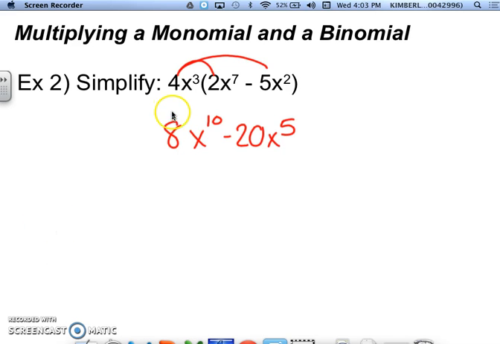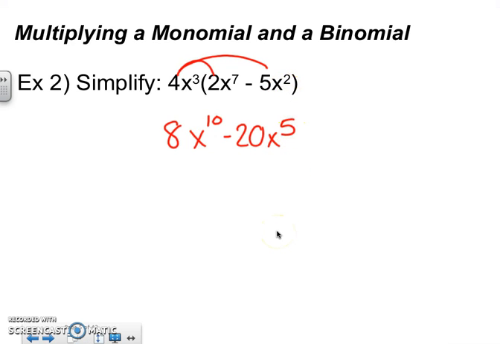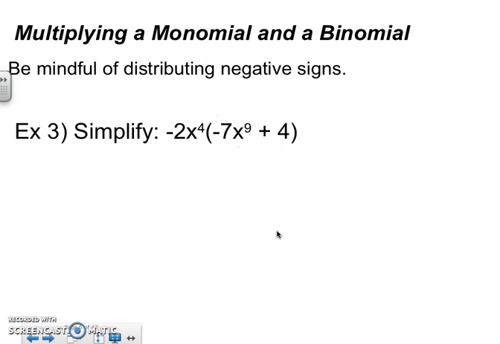Okay, with this problem, you should have multiplied 4 times 2 to get 8. And then you're going to add your exponents of x cubed and x to the 7th to get x to the 10th power. Then you're going to move over here and do 4 times negative 5, which is negative 20. Then you're going to add x cubed and x squared to get x to the 5th power. Let me know if you have a question on that one. Otherwise, you are going to try this one again.